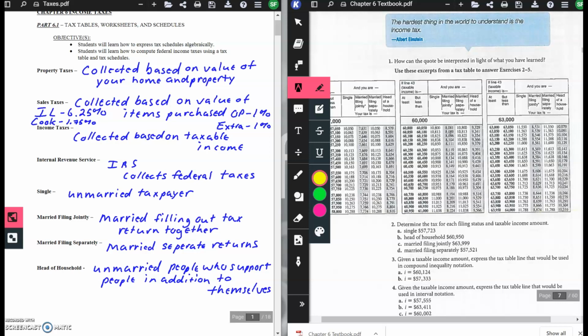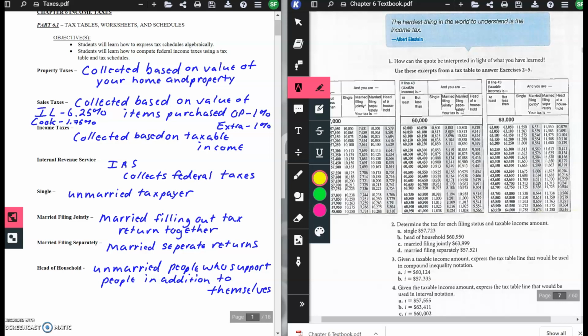Income taxes, these are based on your taxable income for your job. All right, income taxes come out of your paycheck every time you are paid. Internal Revenue Service, the IRS, these are who collect your federal taxes, and this is who you file your taxes with at the end of the year.